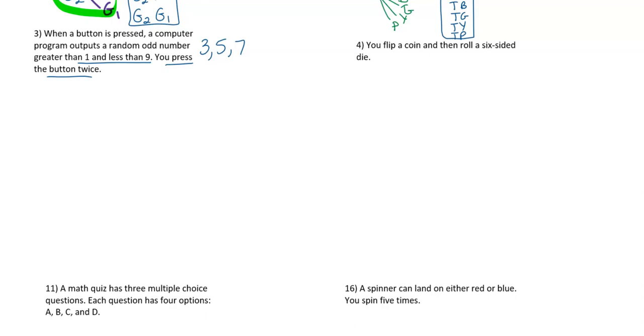And it looks to me like we could get a 3 followed by another 3. It doesn't say anything about not being able to get the same answer twice. So when we do this, we have the first press. The first time we press it, we could get a 3, a 5, or a 7. And then we have the second press. The second time we can still get a 3, a 5, or a 7.